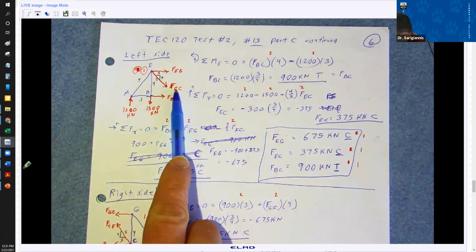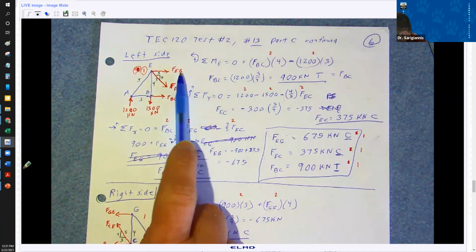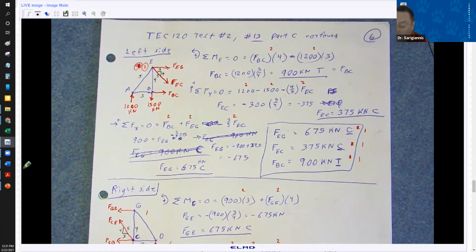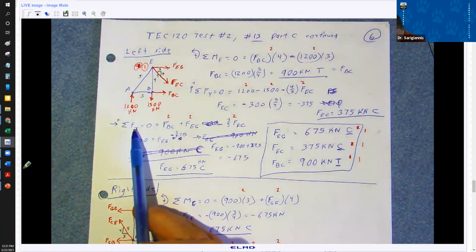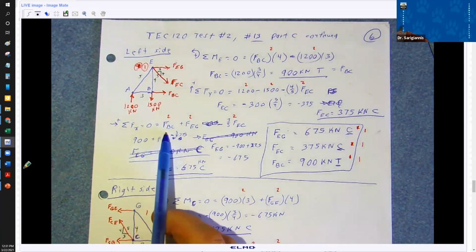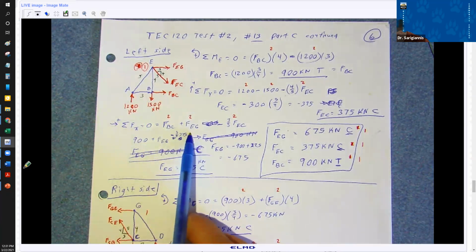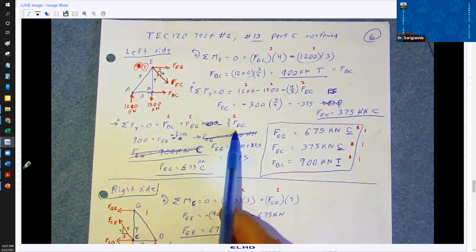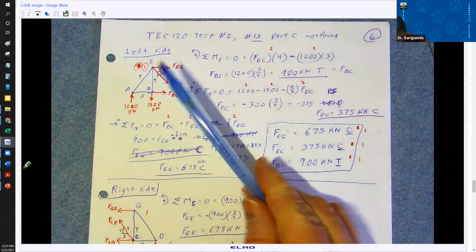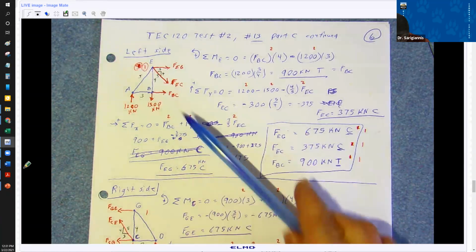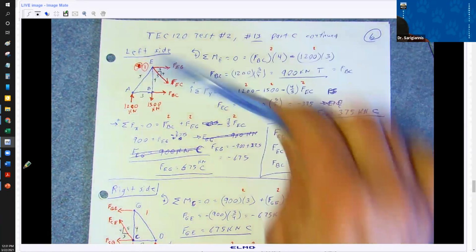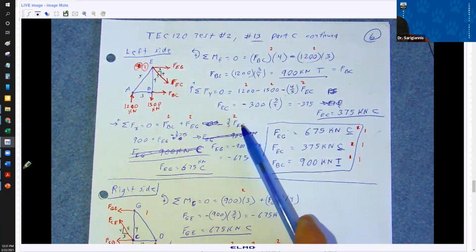So now we've got FBC. We've got FEC. Now we just got to find FEG. So here's where sum of the forces in X comes in. We've got FBC plus FEG. And we said FEC was in compression. So FEC is pointed backwards. Then the X component of FEC is 3/5 of FEC.